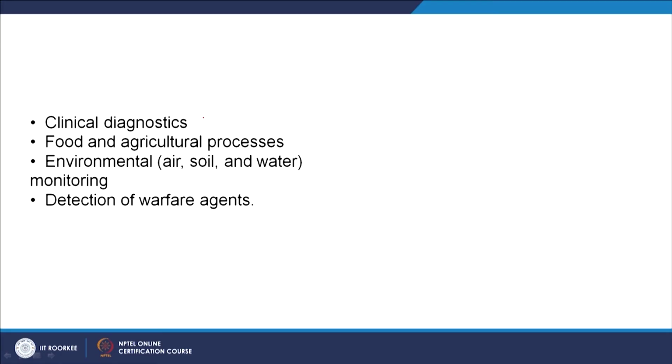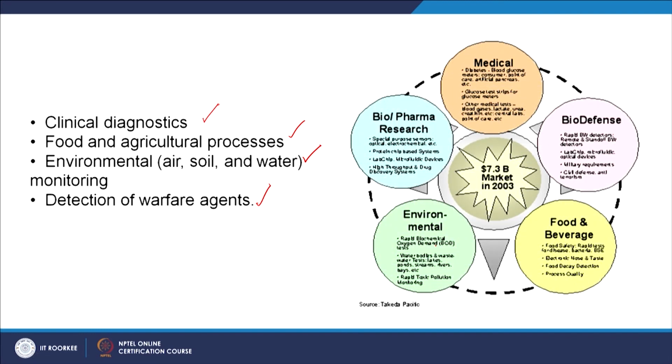Alrighty, now where can you use these biosensors? You can use them, as we talked about in the first lecture, for clinical diagnosis. You can use them in food and agriculture processes, for environmental monitoring, which is what we are interested in, and for detecting warfare agents such as anthrax. There is a big market for biosensors, and we are noticing that in India our market is now growing.